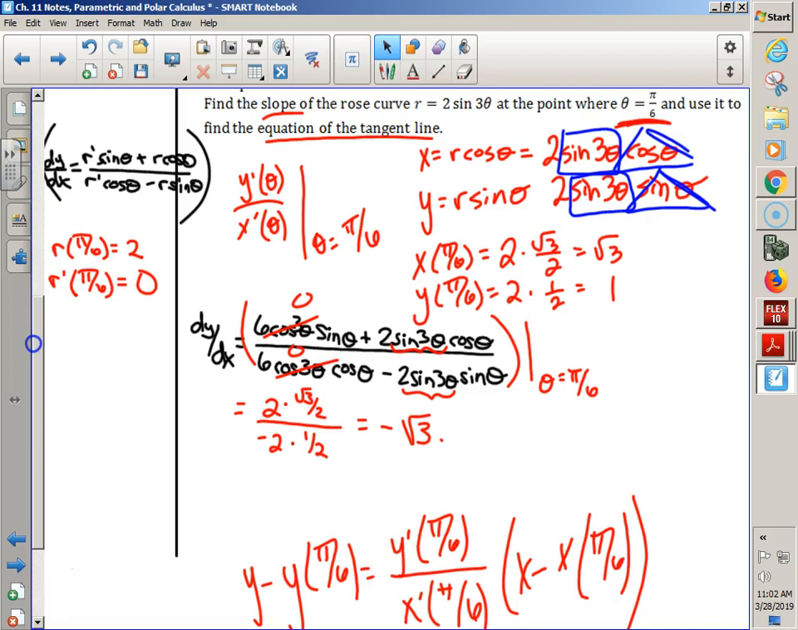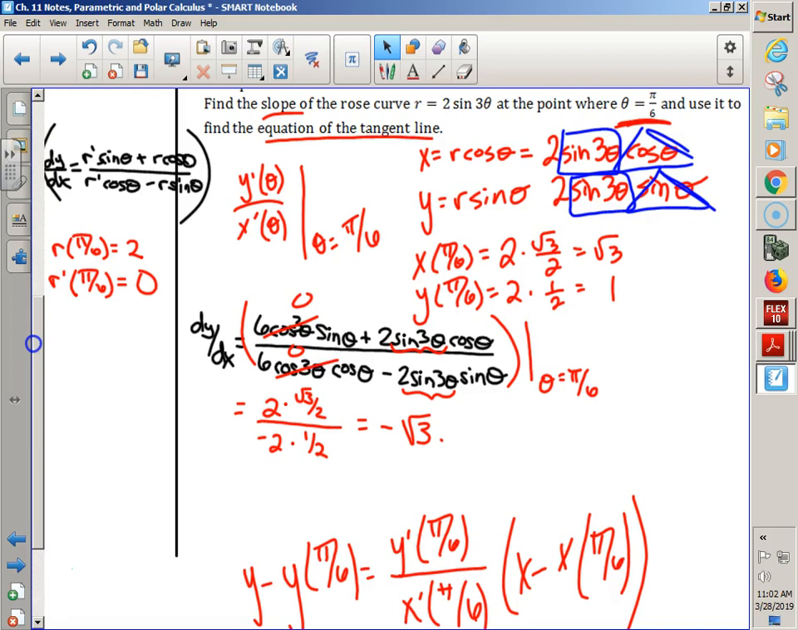Double check my work though, I did it fast. So I went ahead and plugged in pi over 6 to get r of pi over 6 because I could plug that in the r spot. And I think that ends up being sine of 3 times pi over 6 is sine of pi over 2, which is 1. 1 times 2 is 2. So I just replaced that with 2 and that with 2. I replaced that with 2 and that with 2. I was just trying to save my brain.